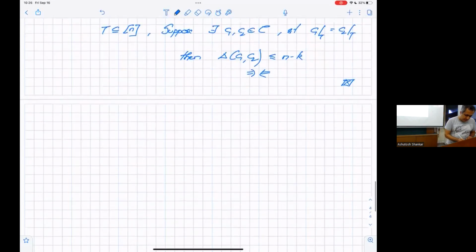So let's do a primer on finite fields. I'll go quite fast on this. I'm assuming most of you know this, but this is just for completeness.